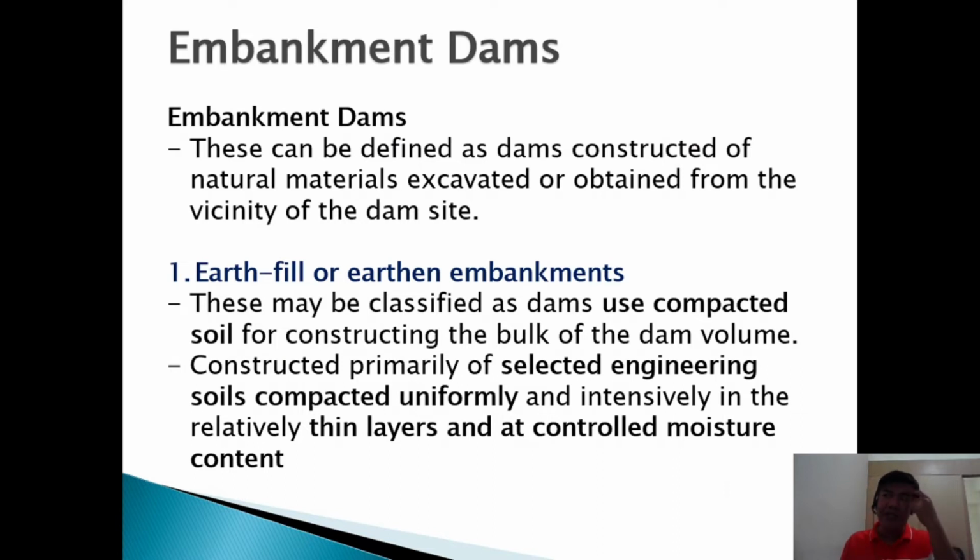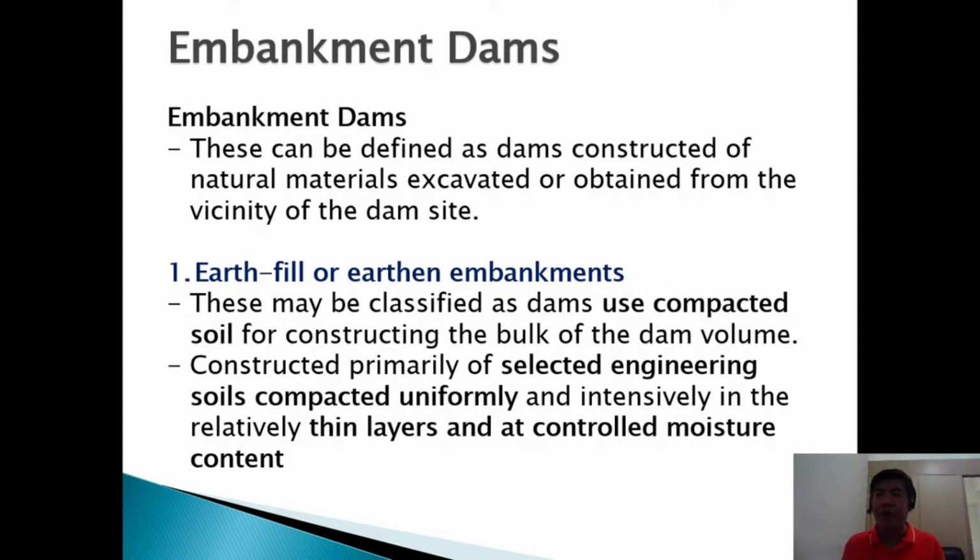So since we are into the earth or embankment dams, let us discuss what embankment dams are. Embankment dams are defined as dams constructed of natural material. So that's the basic term for it. It is made of earth or natural materials, excavated or obtained from the vicinity of the dam site. The purpose of which is actually for economic reasons.